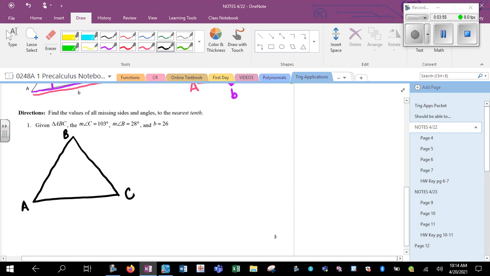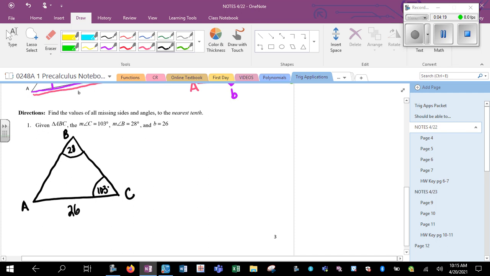So in my picture, it's not necessarily drawn to scale. You'll see that this is 103 degrees in my picture. In yours, maybe you want to make it actually look obtuse. Angle B is 28 degrees. A little bit more accurate right there. And side B is a length of 26.